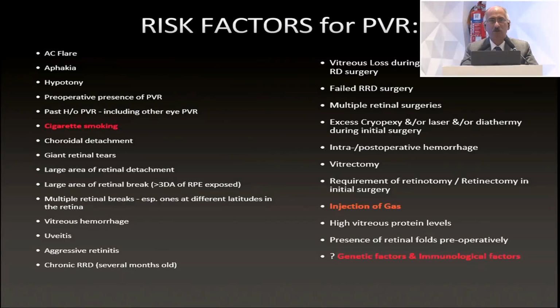Risk factors, all of us know. Some of the new ones, not new, but relatively unknown ones, would be cigarette smoking. One more reason why people need to give up tobacco and smoking. Gas injection while doing scleral buckling also tends to trigger PVR because of fibrin secretion and inflammation, and genetic and immunological factors are involved as well, apart from so many of the known factors.